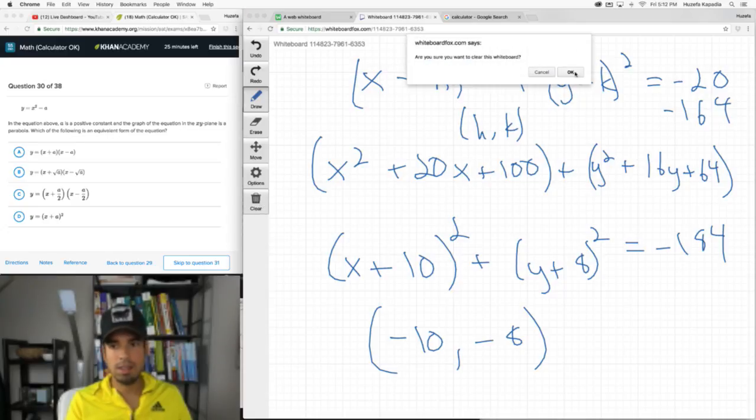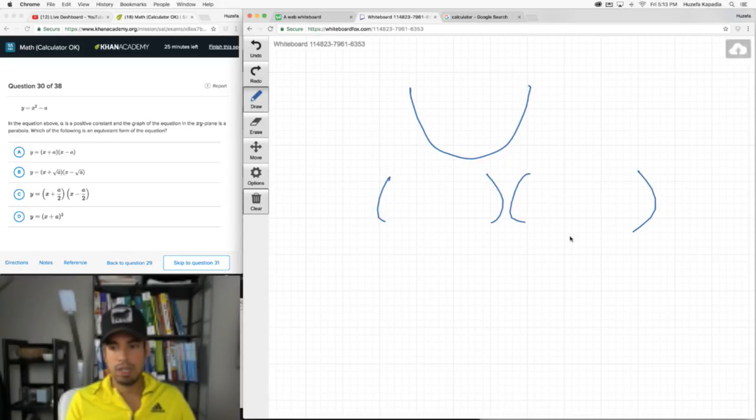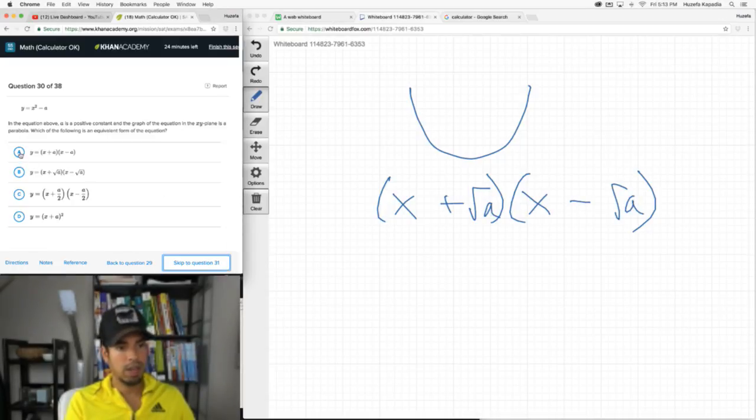All right, number 30, and this is the last of the multiple choice, then the free response will get easier. In the equation above, a is a positive constant, and the graph of the equation in the xy plane is a parabola. Which of the following is an equivalent form of the equation? This one is definitely not it, because if we FOIL it, it doesn't give us minus a. This is getting closer, because this is a difference of squares. So they're just factoring it. For a difference of squares, you take the square root of the first term and the square root of the second term, one plus and one minus. So it's A.